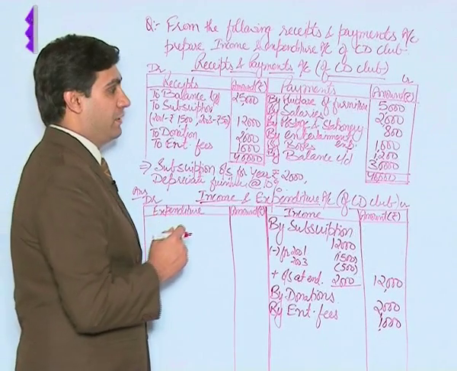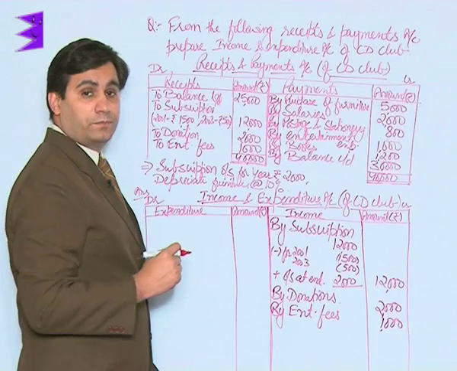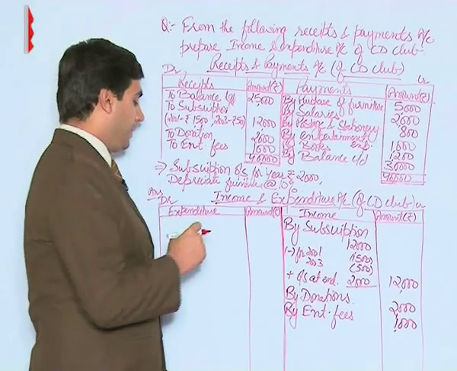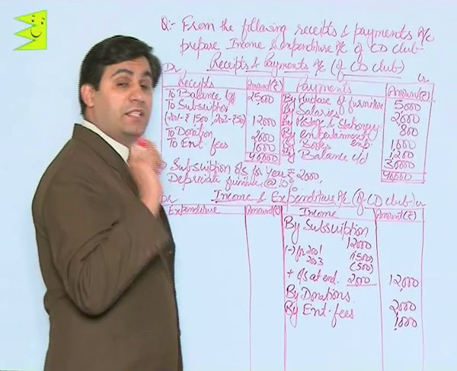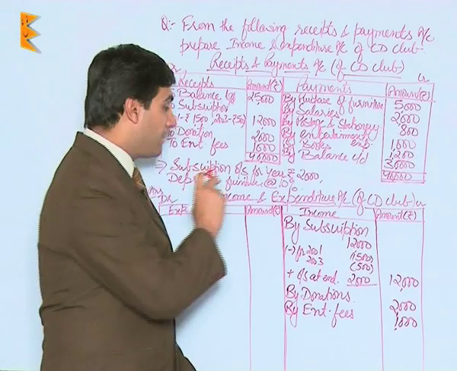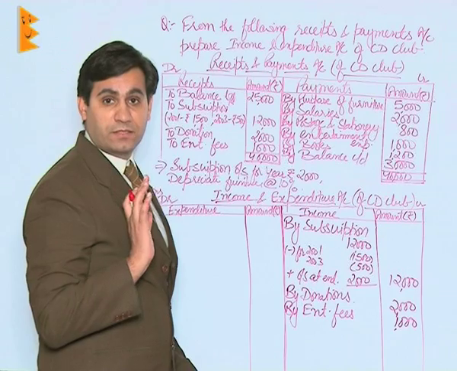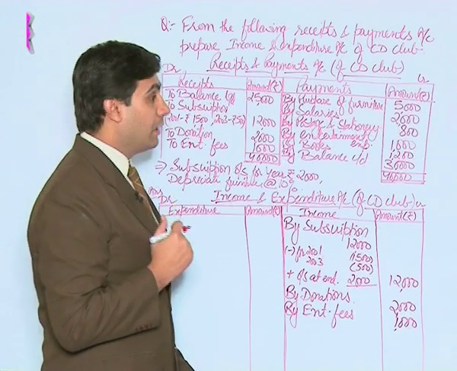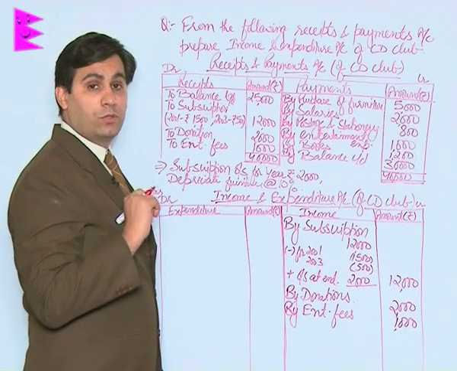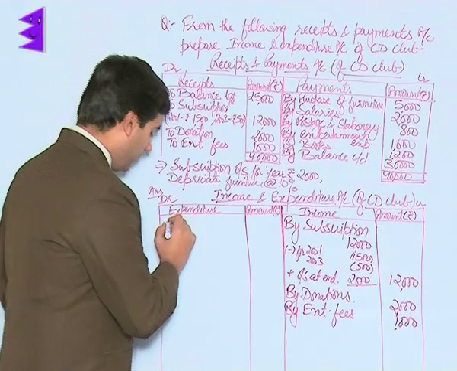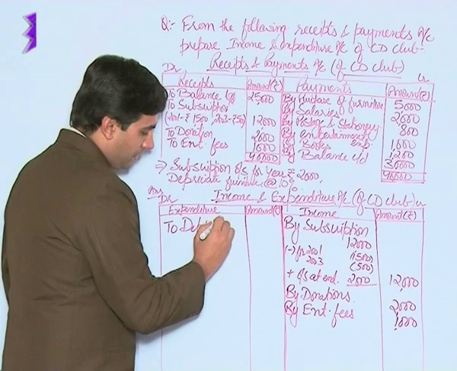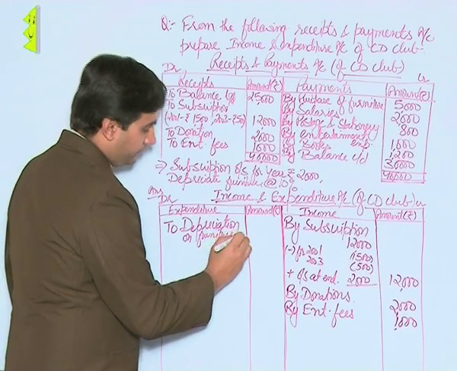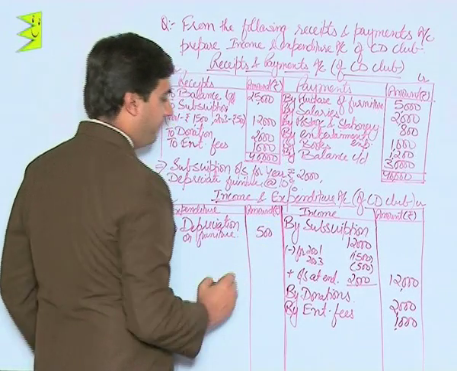Now coming to payments. The first payment is purchase of furniture. Remember, furniture is a long-term asset, so it would not be recorded here since it is a capital item. But we have an adjustment, that is, depreciate furniture at 10%. This depreciation is a regular expense. Why is this depreciation not appearing on the payment side? Because it is a non-cash expense. Since it is a non-cash expense, it cannot be shown in the receipts and payments account as it is prepared only on cash basis. But the income and expenditure account is prepared on accrual basis, and this depreciation is an expense for this particular year. So to depreciation on furniture, it is an expense. 10% of 5,000 would be 500.